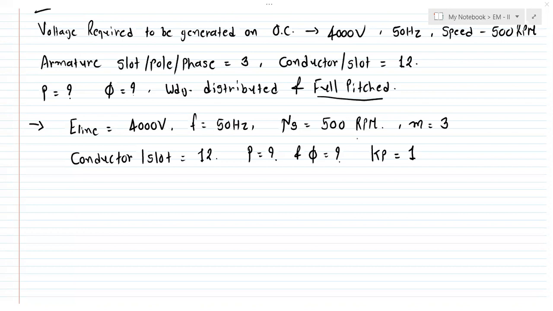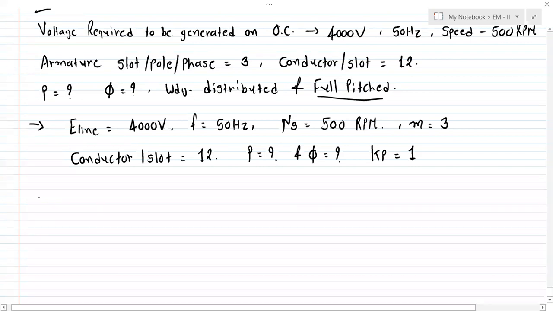Yes, Ashley. I think your question is how to get the P, the number of poles, simply. Yes, we can use the formula Ns is equal to 120 times F over P. Okay, very good. So frequency is there, Ns is there, so we can find the value of P.